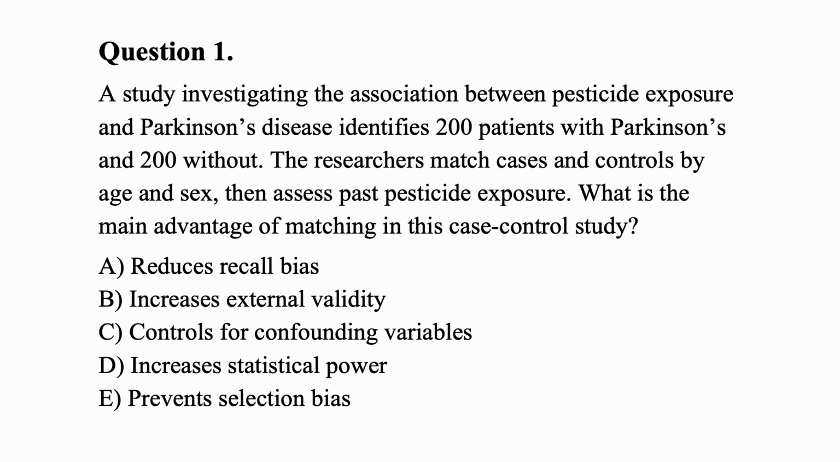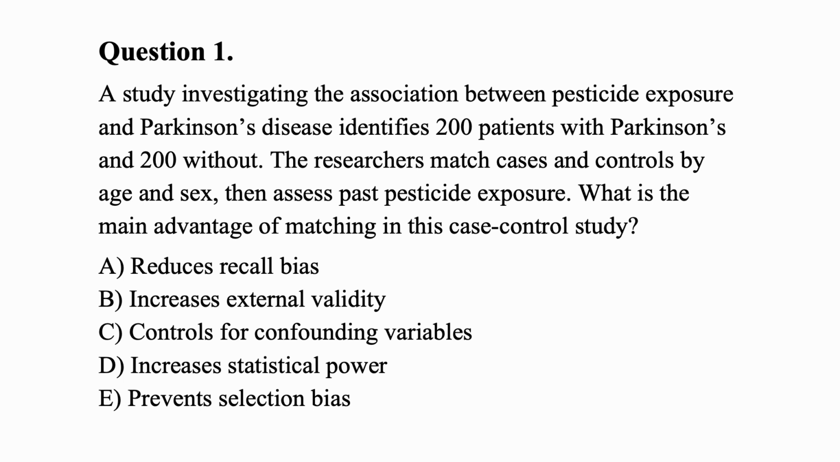Question number 1. A study investigating the association between pesticide exposure and Parkinson's disease identifies 200 patients with Parkinson's and 200 without. The researchers match cases and controls by age and sex and then assess past pesticide exposure. What is the main advantage of matching in this case control study? A. Reduces recall bias. B. Increases external validity. C. Controls for confounding variables, D. Increases statistical power, or E. Prevents selection bias.